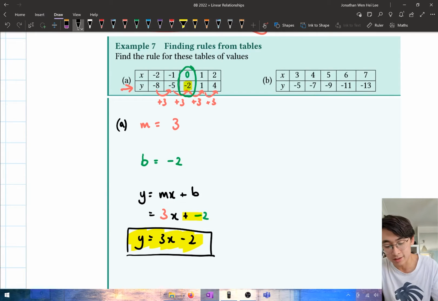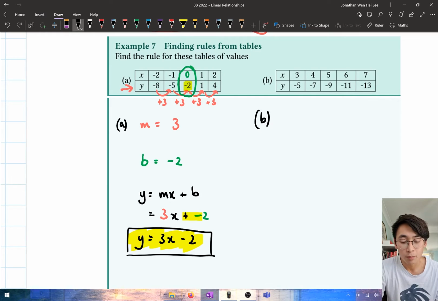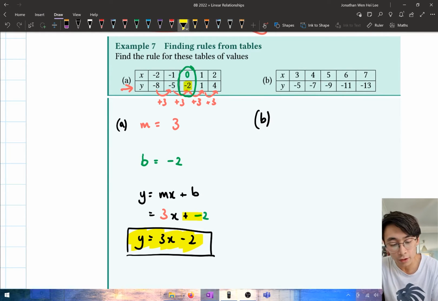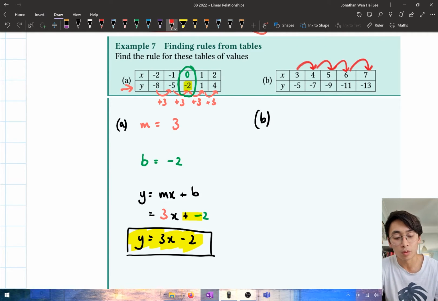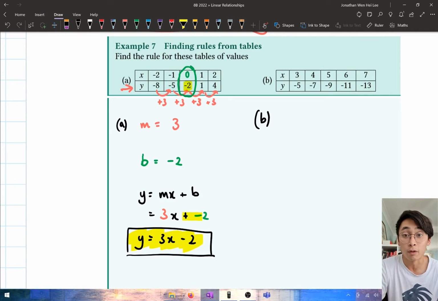Let's have a look at the next example, b. Now b is a little bit trickier. We can still do the same steps. First thing, have a look at the x values. What are we doing to each x value? To get from 3 to 4, we add 1, which is good. 4 to 5, we add 1. 5 to 6, we add 1. 6 to 7, we add 1. So that actually works out well for us.